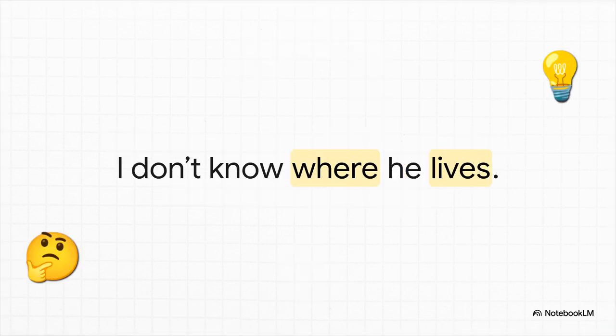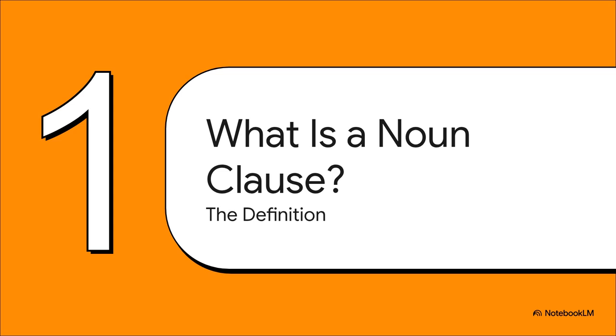Where he lives. Now, it might look a little like a question, right? But it's not. This whole group of words is acting as a single thing, a single idea. It's the thing that I don't know. And when a whole group of words works together to act like a noun, that's what we call a noun clause. So now that we've seen one in action, let's get a more formal definition to really lock this concept down.